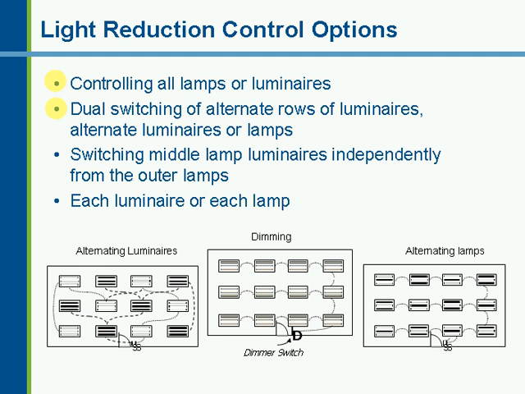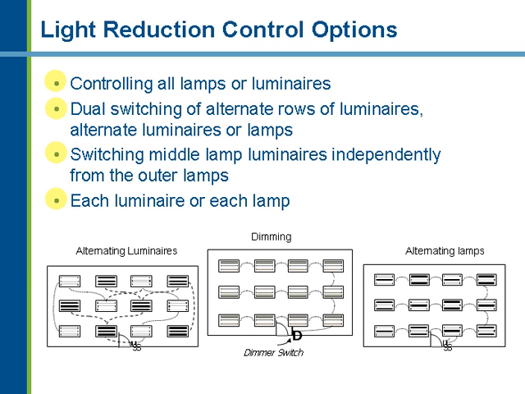Another method would be to switch, and this would be if you have, for example, 3-lamp fixtures, you would switch middle lamp luminaires independently from the outer lamps. This would be relatively uniform, and you would also be able to meet the minimum 50% requirement with this. Another option, of course, would be each luminaire or each lamp. This isn't going to be commonly done because of cost and just practicality, but it is another option.